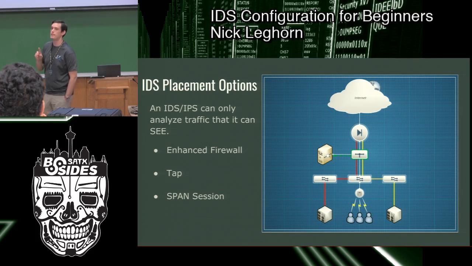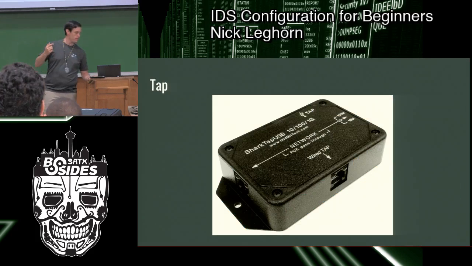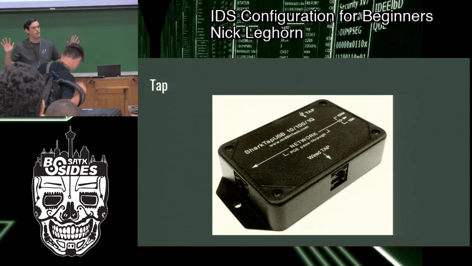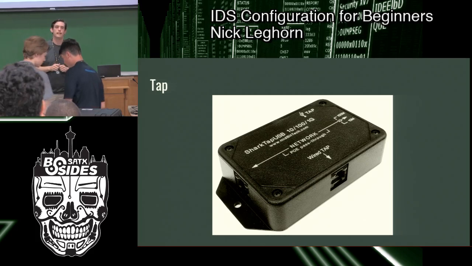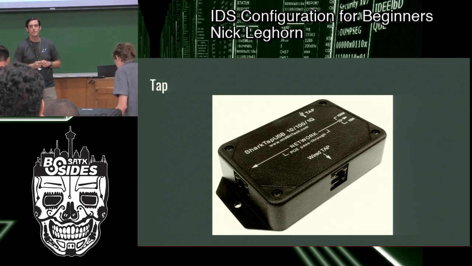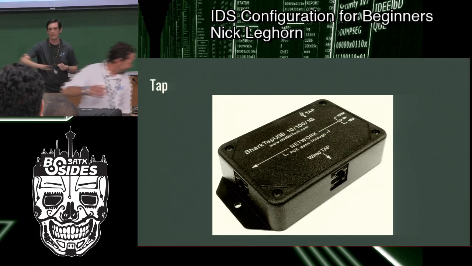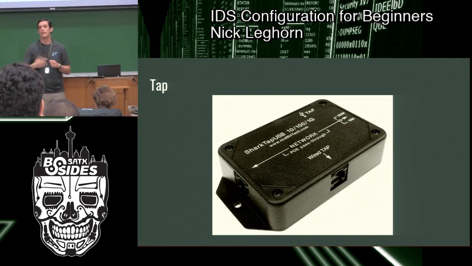The first is a tap. I have a picture. A tap is a physical device that you put on the network cable between your firewall and the rest of your network. Every packet that comes across, it permits straight through, doesn't do anything to it, but sends a copy off to the IDS. So think of it as just a big photocopy, right? Everything passing through it, nothing happens, it just gets a copy off to the IDS. There's no actual connectivity through it.